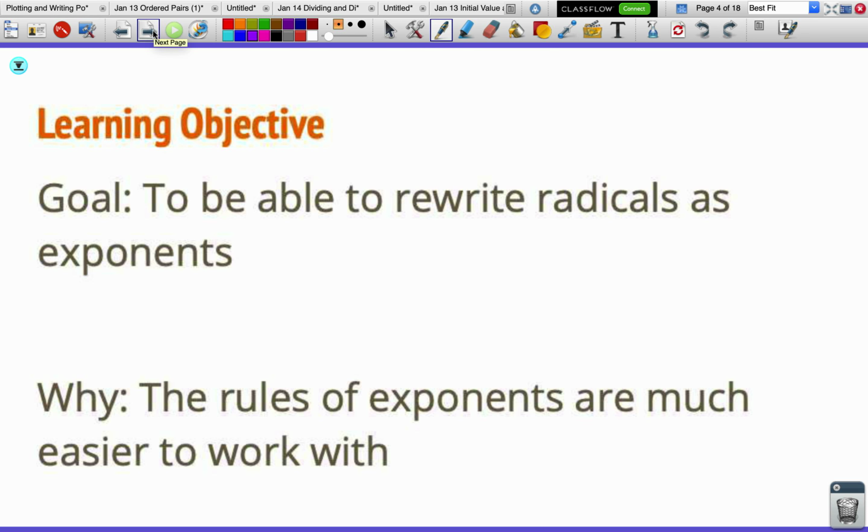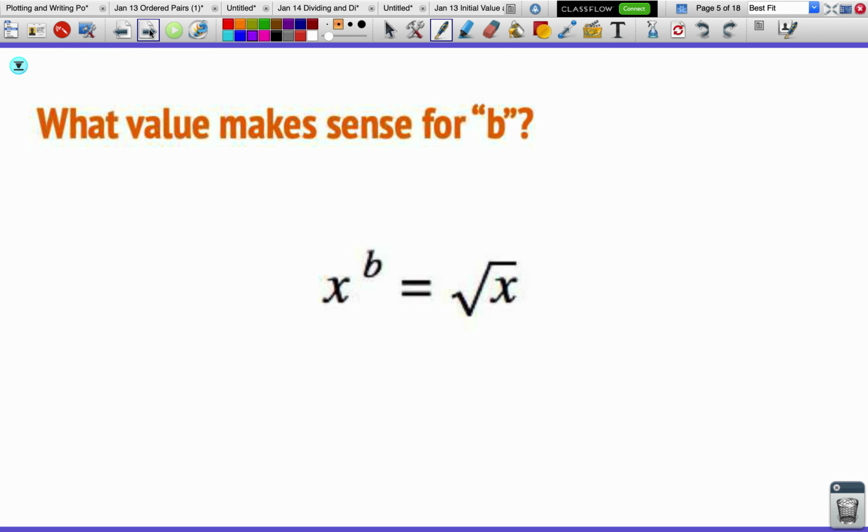Okay, so goal for today is to be able to rewrite radicals as exponents. Why the rules of exponents are much easier to work with, and we'll even get into a little bit of solving today. So what value makes sense for b in this equation? X to the value of b equals the square root of x. Can we come up with a number here so we can use an exponent instead of the square root symbol? Now I've already taught you what this number is, but let's prove it using our powers of exponents.